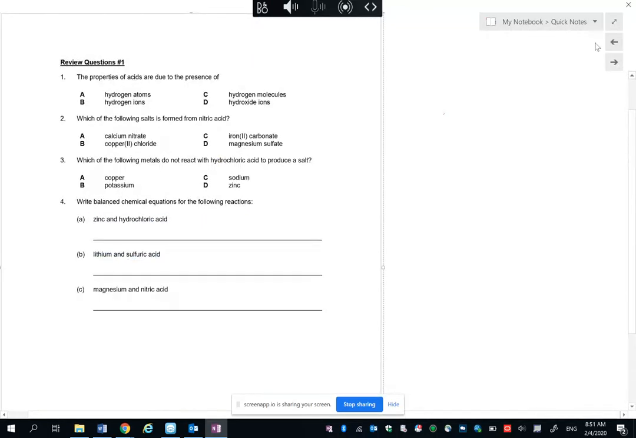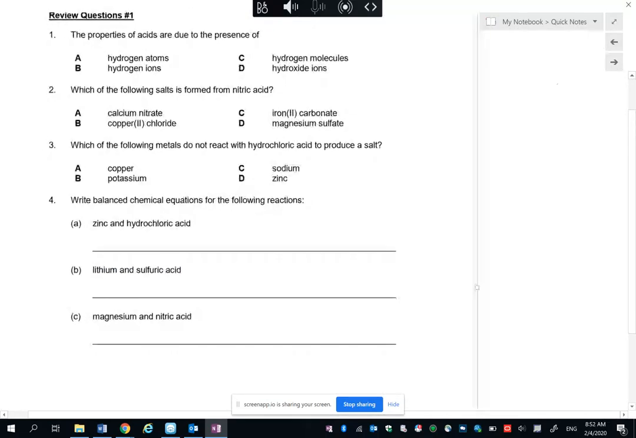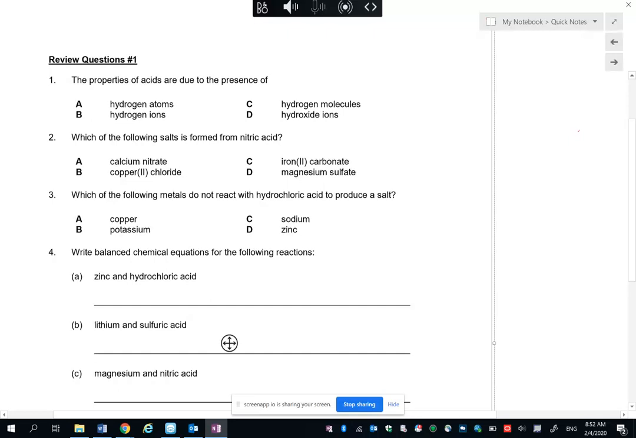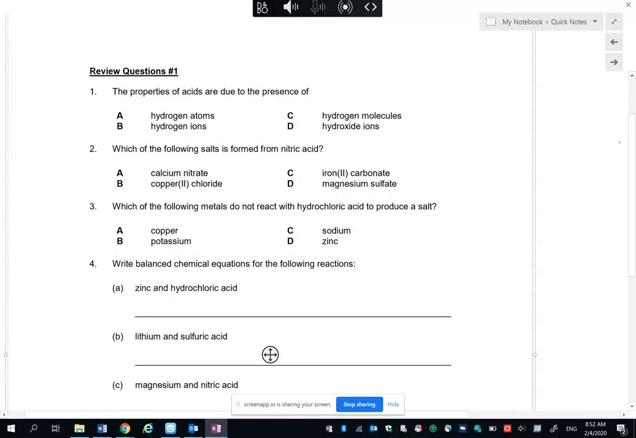Okay, let's go through the review questions. So properties of acids are due to hydrogen ions. Okay, which of the following salts is from nitric acid? So must have a nitrate inside. So it's calcium nitrate because of the nitrate. Which one doesn't react with hydrochloric acid to produce salt? So which metals do not react with acids? So it will be your copper, silver, gold, and also platinum. But we don't really deal with platinum much. So copper.